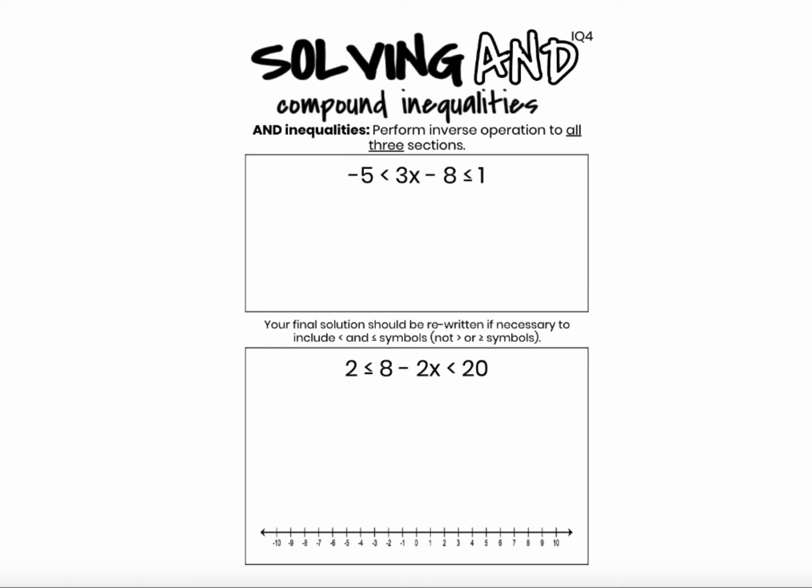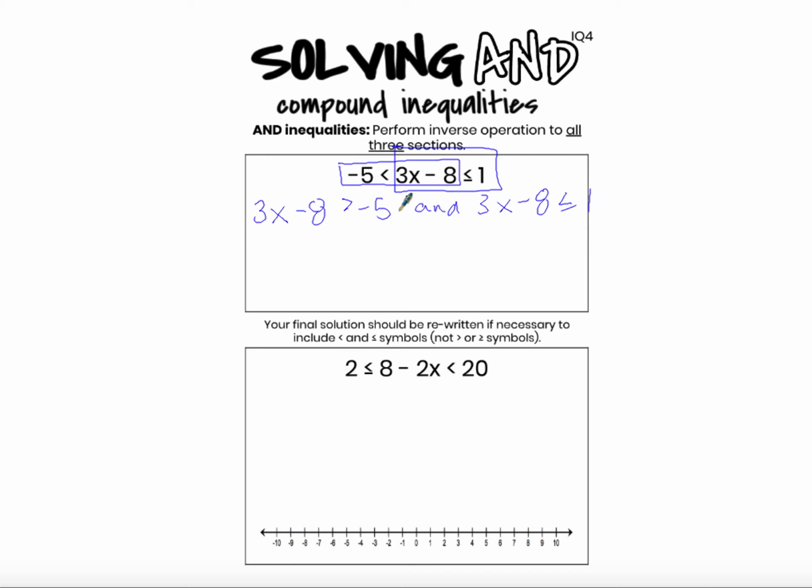There is more than one way to solve an and compound inequality. One way is to rewrite this compound inequality as its two simple inequalities. So negative 5 is less than 3x minus 8. I'm going to rewrite that as 3x minus 8 is greater than negative 5. So that's this part of the compound inequality. And now we have the right-hand side, 3x minus 8 is less than or equal to 1.